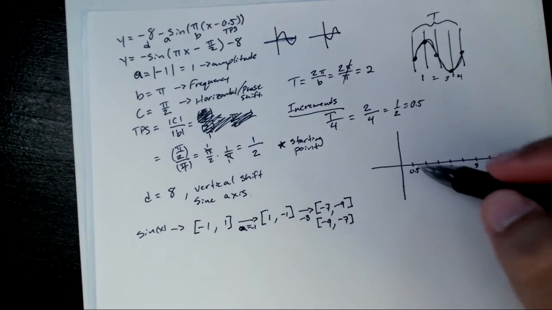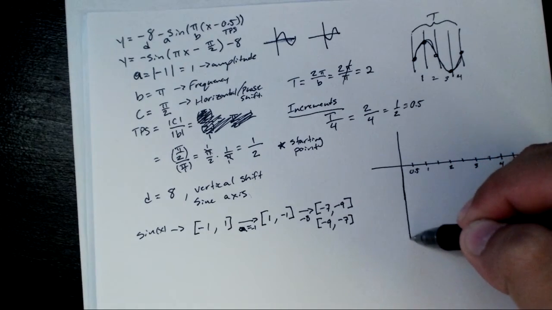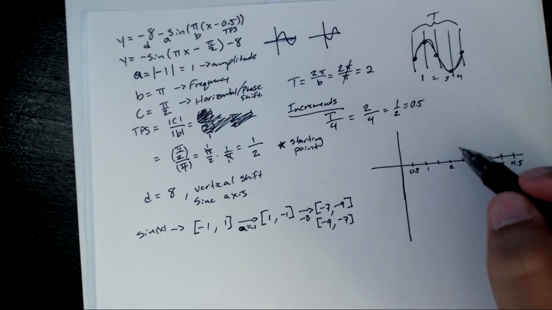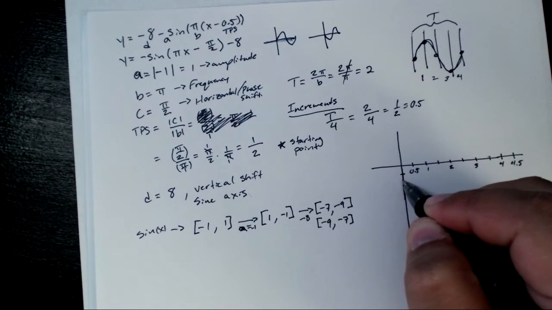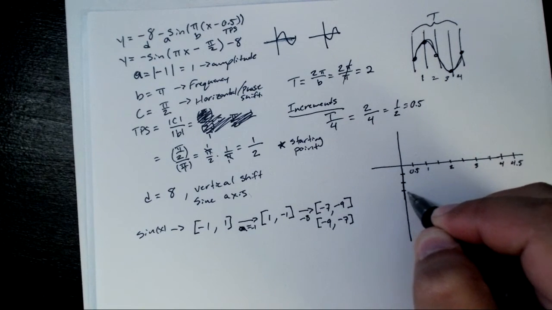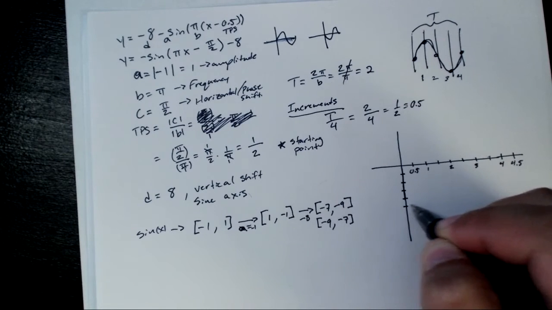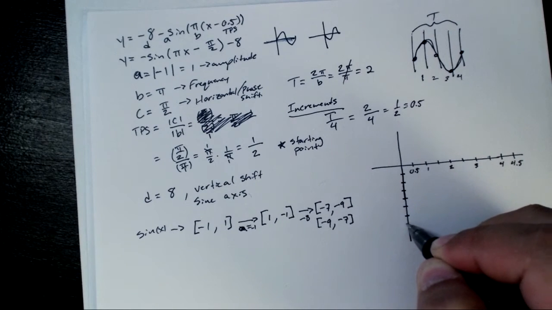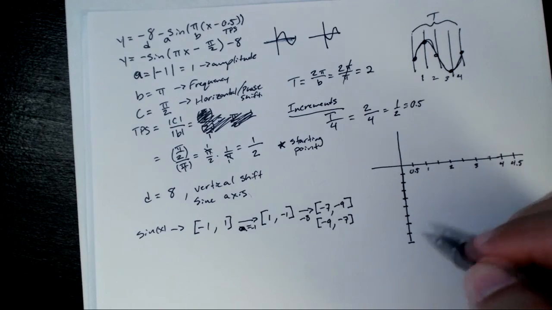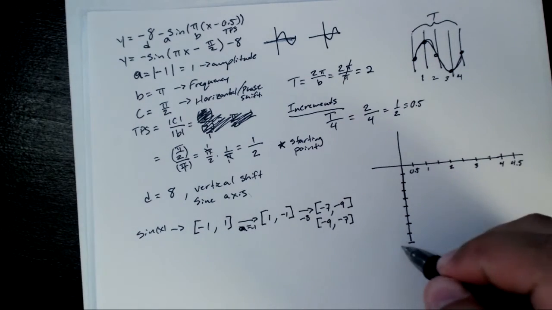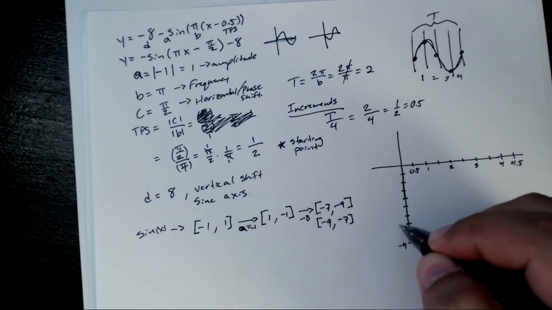What that means is we're going to have to extend this for sure, right? Because we're going to go all the way down to negative 9. So let's do 1, 2, 3, 4, 5, 6, 7, 8, 9. Okay? So we're down here at negative 9. And then our negative 7 is right here.